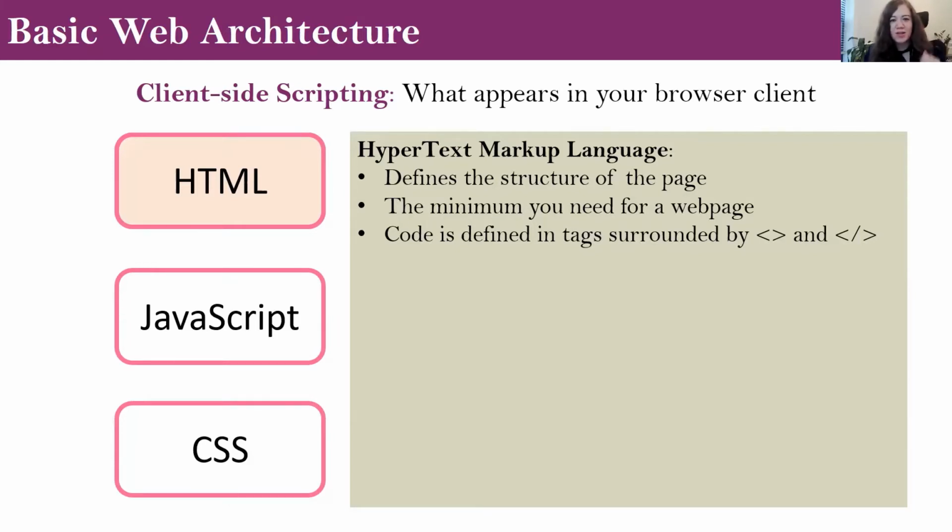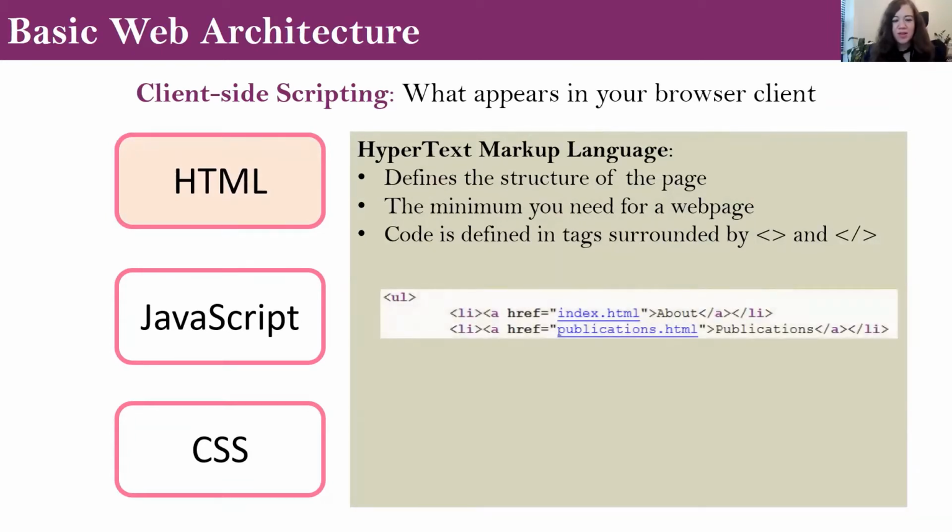In terms of how you can identify HTML code, its code is generally defined in tags that are surrounded by what we can call carets or these greater and less than signs. And tags start with open and close caret like this, and then they end with a slash. So here's just an example code snippet written in HTML. This is taken from my personal web page.